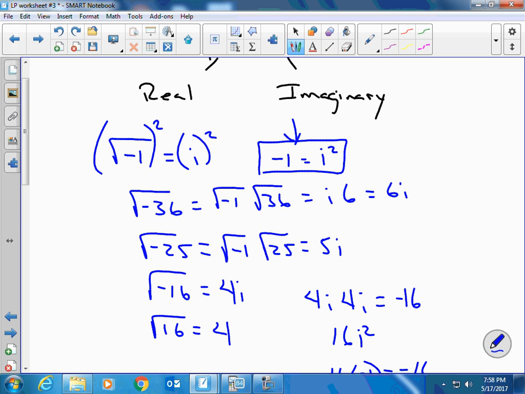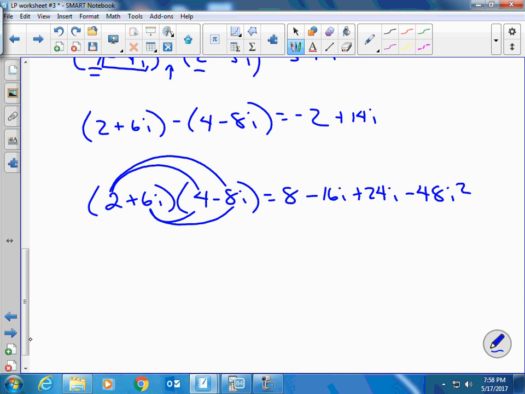Right? So now I can come back down here, and I don't have to leave that i squared in there because I know what i squared is. i squared is a negative 1. Any other variable I can't say that about, but I can say i squared is a negative 1. So now this becomes a negative 48 times a negative 1, which is a positive 48.